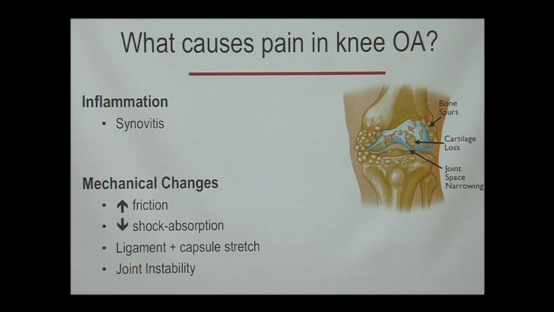There are mechanical changes that occur. So we see increased friction with a loss of some of the joint fluid, perhaps because of a loss of synovium, as well as loss of that articular cartilage. We also see decreased shock absorption capacity with that loss of articular cartilage. And then with some of the instability and joint angle changes that might occur, we can see stretch on the ligaments and the capsule that are supportive of that knee joint. And instability in itself can be painful.